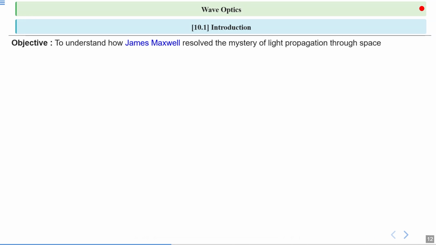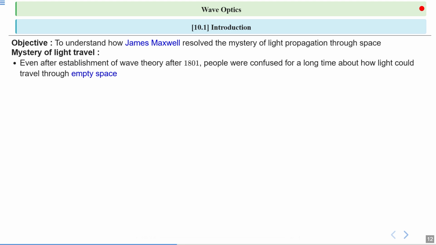So here our objective is to understand the significance of Maxwell's work and its impact on physics. Before the discovery of electromagnetic waves, people thought that waves require a medium to travel. So if a medium is not there, then how is a light wave traveling in space? This question bothered the scientific community.